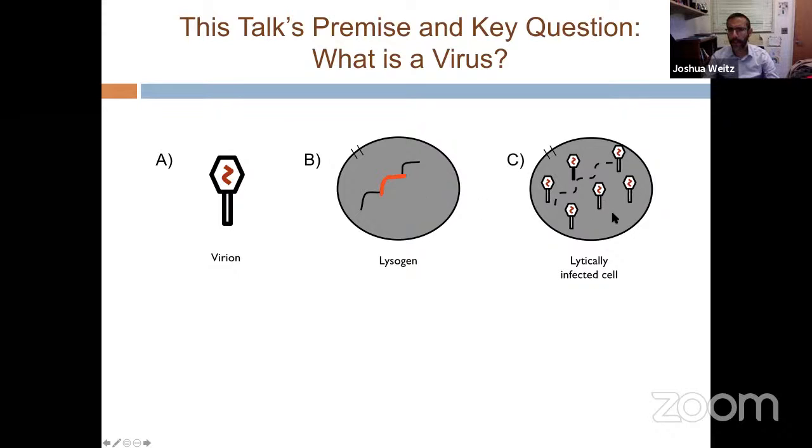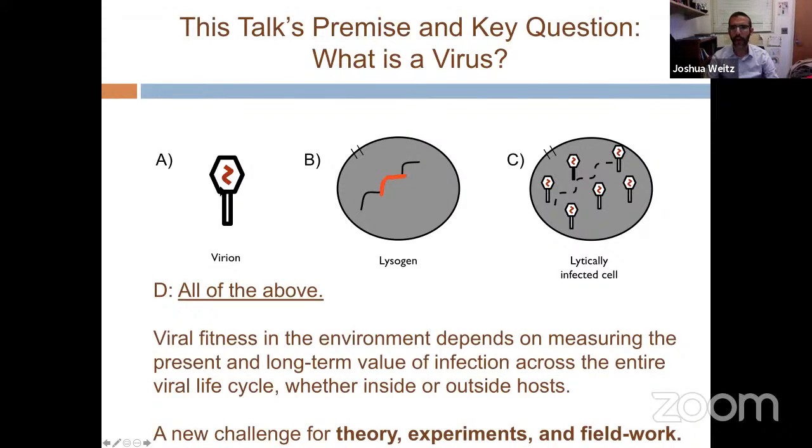And there can be other alternatives, including lytically infected cells, where here we have viruses, but now they're inside cells rather than outside cells. So in some basic sense, although whenever we're ascribing the word virus, we use it really about this virus particle, this particle isn't necessarily the thing under selection. I would argue that this entire set, A, B, C, all of the above are what constitute a virus.